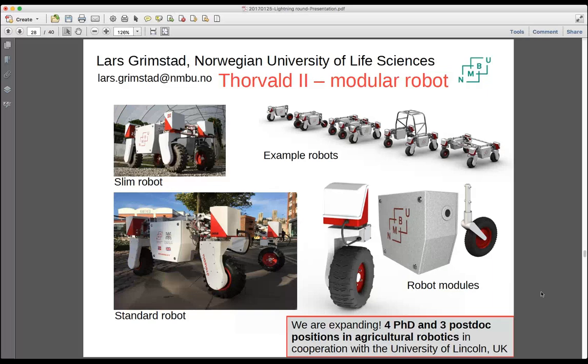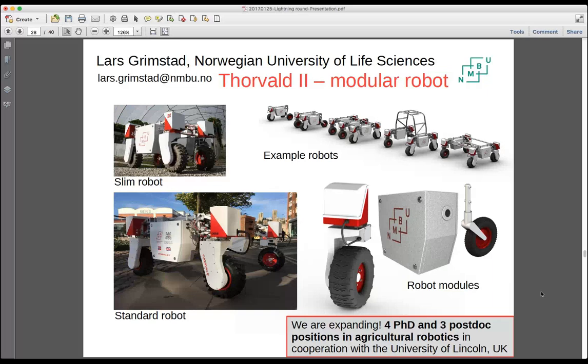It's 6:35 p.m. So I want to show you our new robot, the Thorvald level 2 modular robots. We work in different environments, in greenhouses, in polytunnels, and in the field. So we wanted to be able to use the same robot in all these environments. So we designed a robot based on modules. The standard configuration of the robot has 8 motors with 4-wheel drive and 4-wheel steering. But it can easily be rebuilt into 2-motor differential drive or tricycle versions of different widths. So it's like a Lego kit for robots.